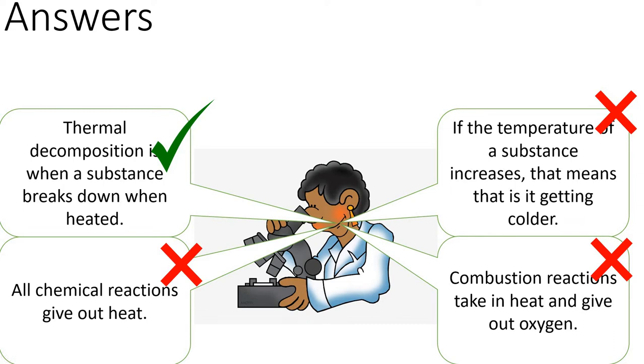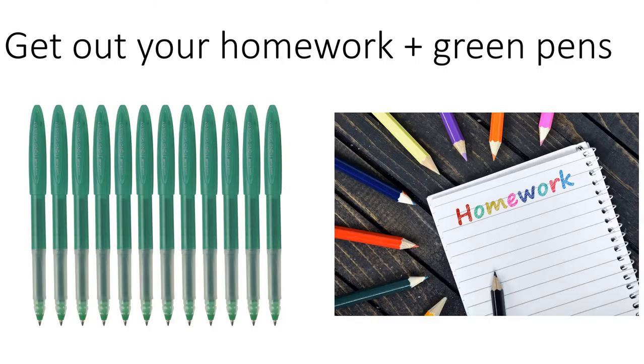If temperature of a substance increases, that means it's getting colder. Now we all know that's incorrect. So if a temperature increases, it means it gets hotter. The higher the temperature is, the hotter something is. So combustion reactions take in heat and give out oxygen. That's actually the wrong way round. We know combustion reactions require oxygen and they will give out heat.